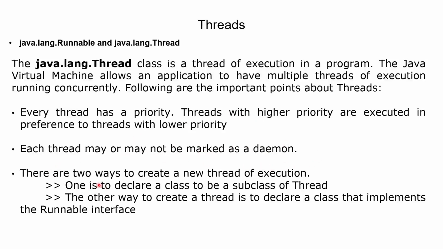There are two ways to create a new thread of execution. One is to declare the class a subclass of thread. We saw that a little earlier. The other way is to create a thread and declare it as a class that implements the runnable interface. And we just looked at two examples of these. One time where we inherited from thread, and another time where we implemented the runnable interface.